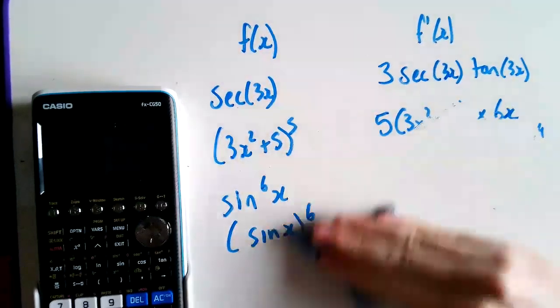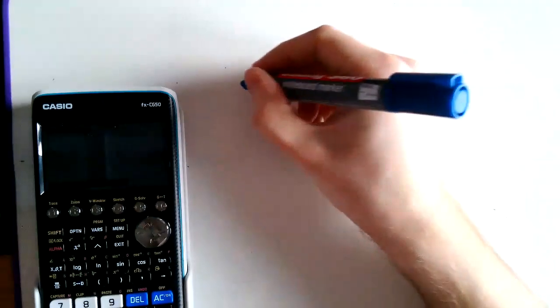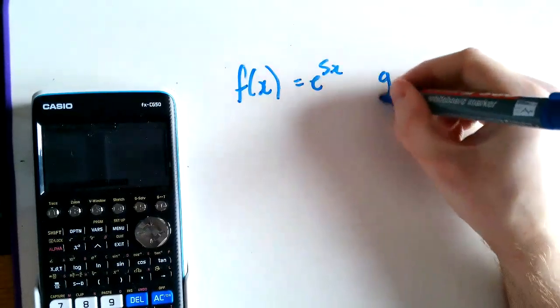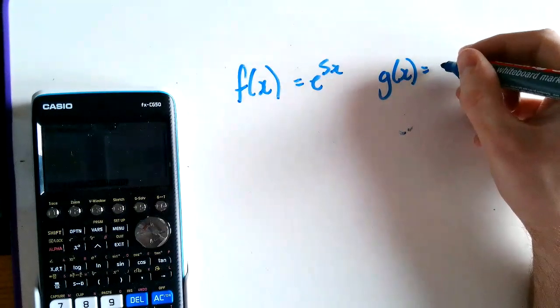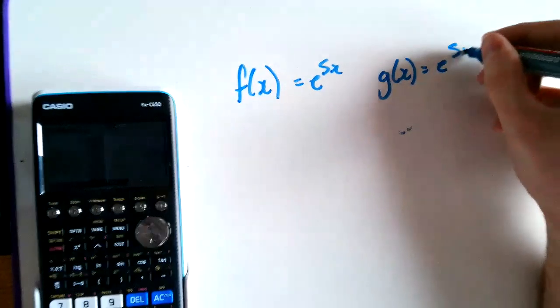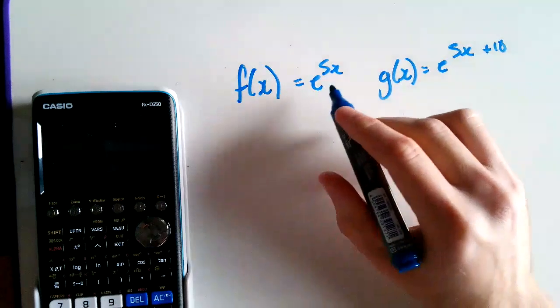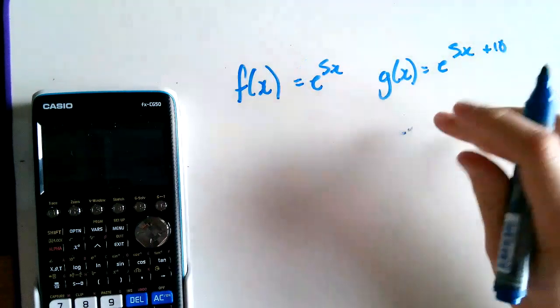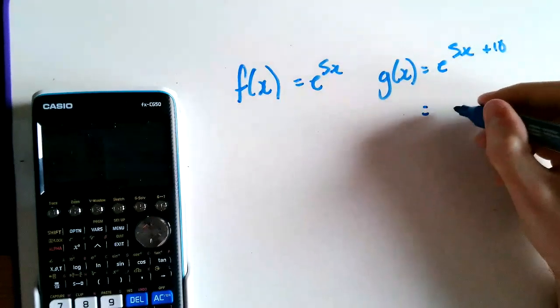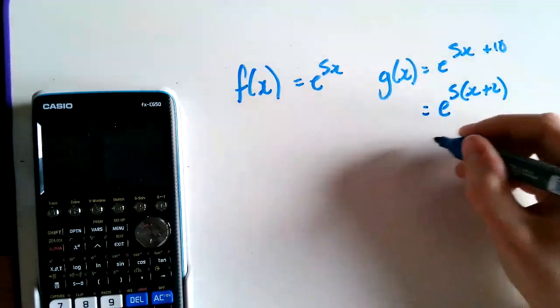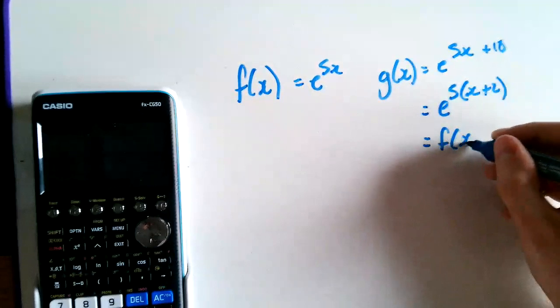Second one, we have 2 functions. f of x is e to the 5x, and g of x is e to the 5x plus 10. And we want to try and write g in terms of f so that we can work out the transformation. So I can write that as e to the 5x plus 2, which is just f of x plus 2.